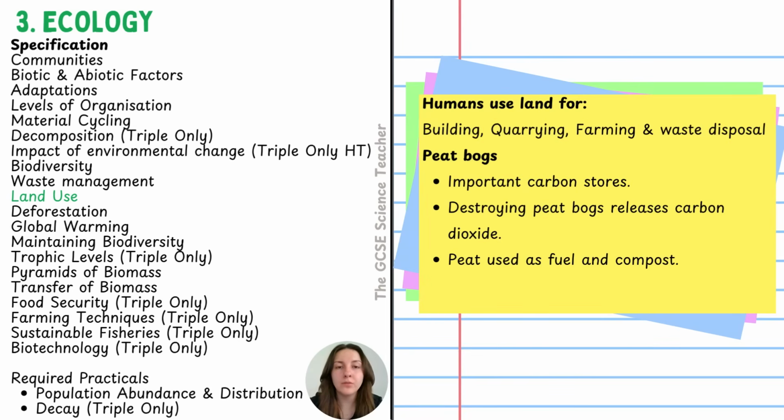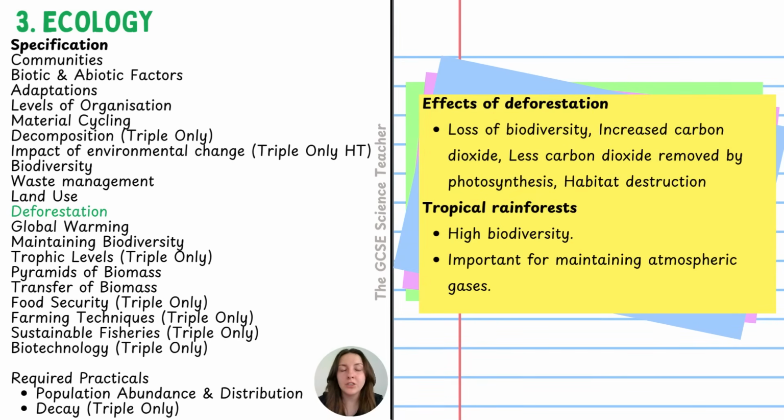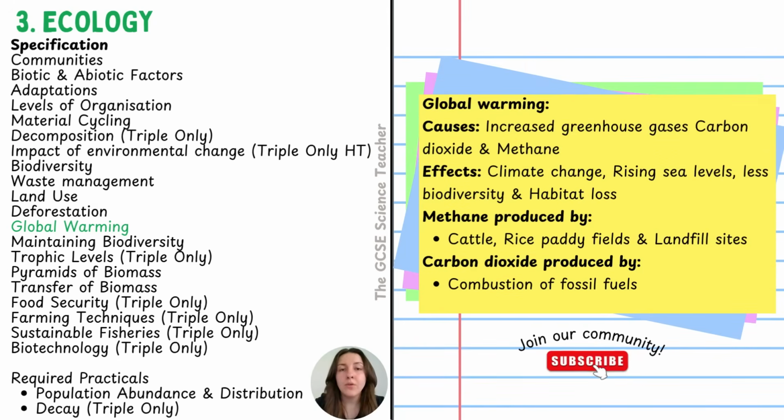Peat bogs are important carbon stores. Destroying peat bogs releases carbon dioxide, and peat can be used as a fuel and for compost. Effects of deforestation include loss of biodiversity, increased carbon dioxide as less carbon dioxide is removed by photosynthesis, and habitat destruction. Tropical rainforests have high biodiversity and are important for maintaining atmospheric gases.